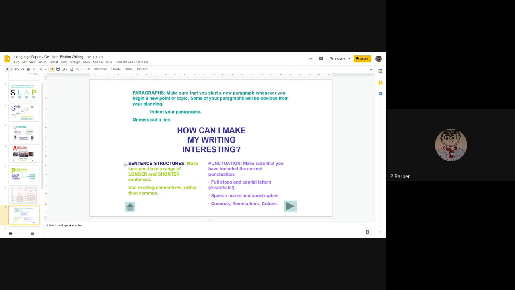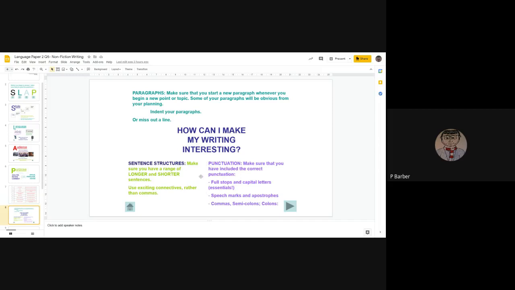Sentence structures: you've got a range of longer sentences, such as compound and complex sentences, and also shorter, simple sentences, using a range of engaging connectives rather than just using commas all the time. Think about using adverbial phrases at the start, or think about using interesting connectives.